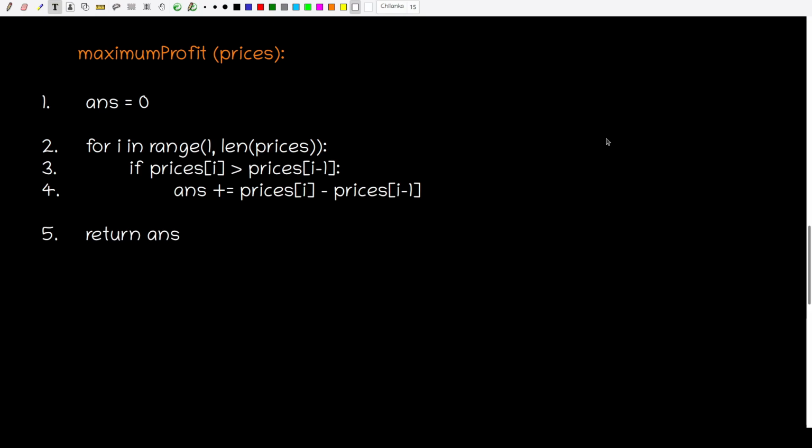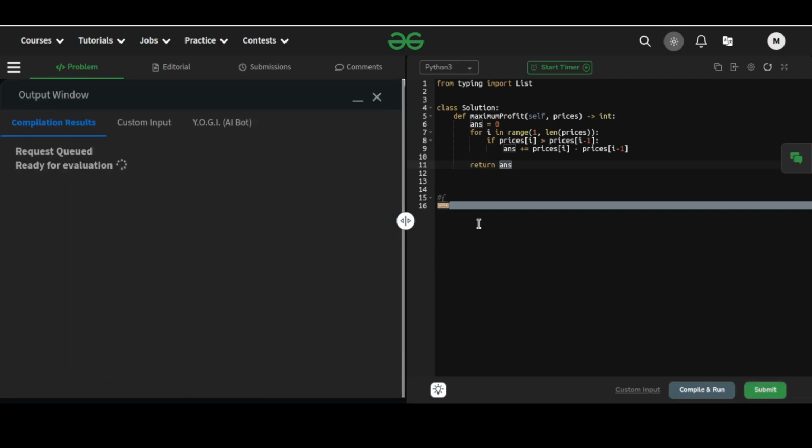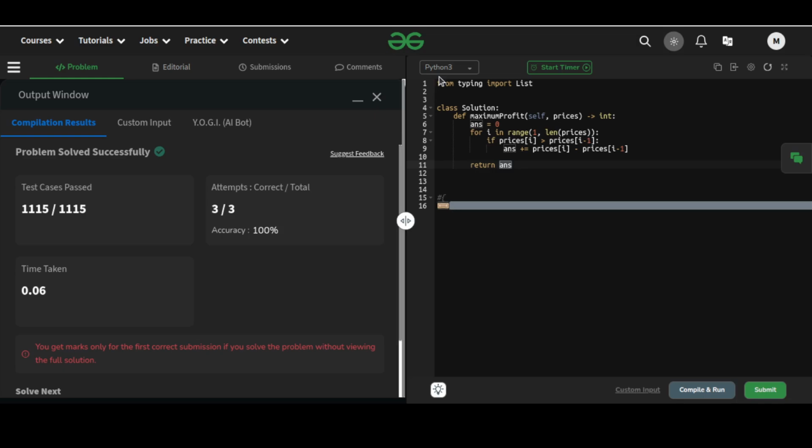Now let us see how we have implemented this in Python and C++. So first, let us look at the Python implementation. Over here, answer equals to 0 and then we are iterating on the prices. If we are in a position where we'll be able to make profit, we are adding that profit to our total profit and towards the end, we are returning that total profit. So that's the Python implementation, folks. Now let us submit our solution. So our Python solution got accepted.